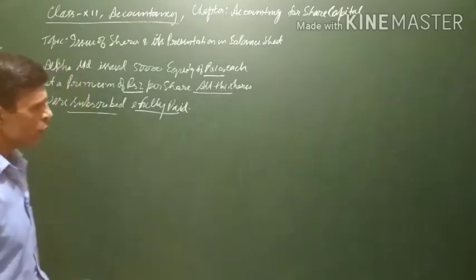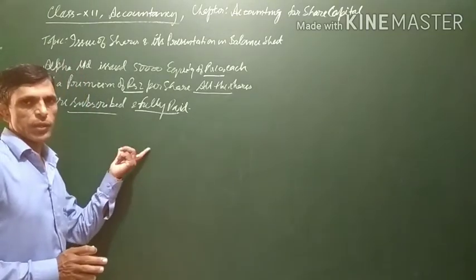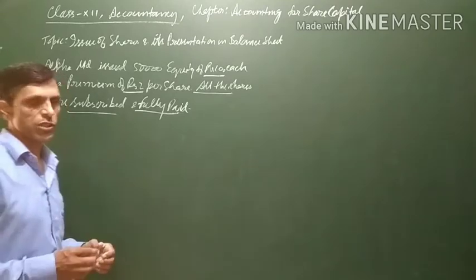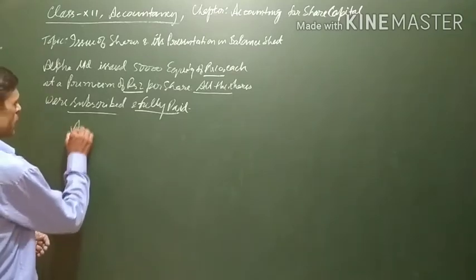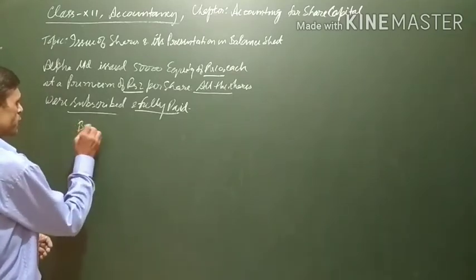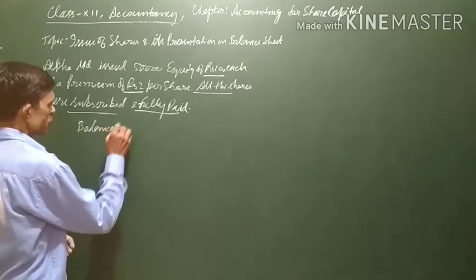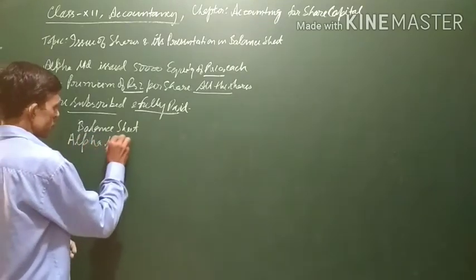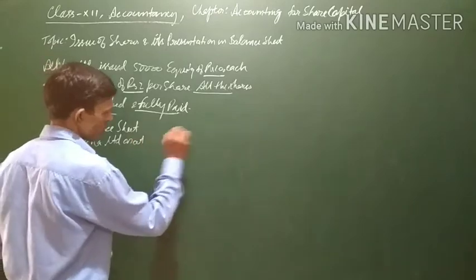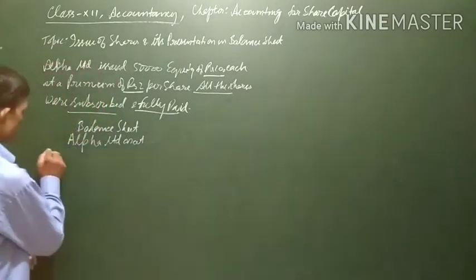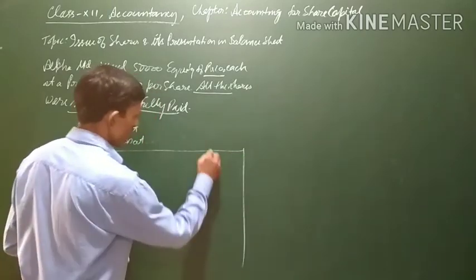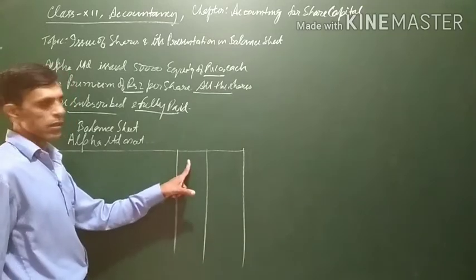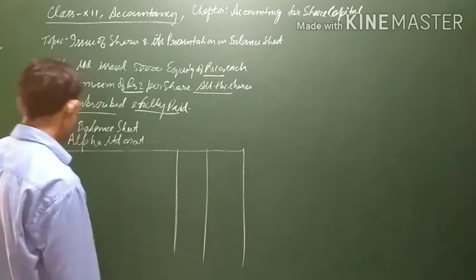Let us see how. First of all, the balance sheet is drawn, and besides the balance sheet, notes to account are also prepared. First, the balance sheet of Alpha Limited. As the date is not given, we are leaving it blank. Now see the balance sheet. There are two columns for the amount. The very first column is the current year, and the next column is for the previous year figure.